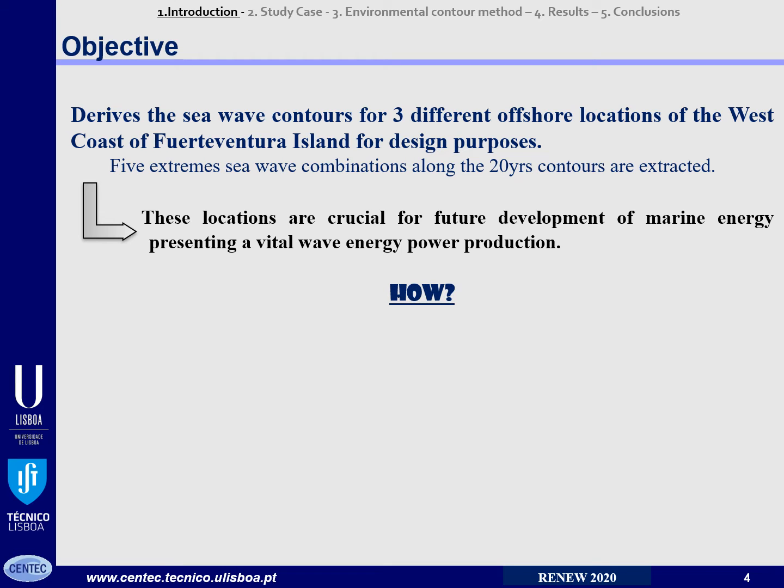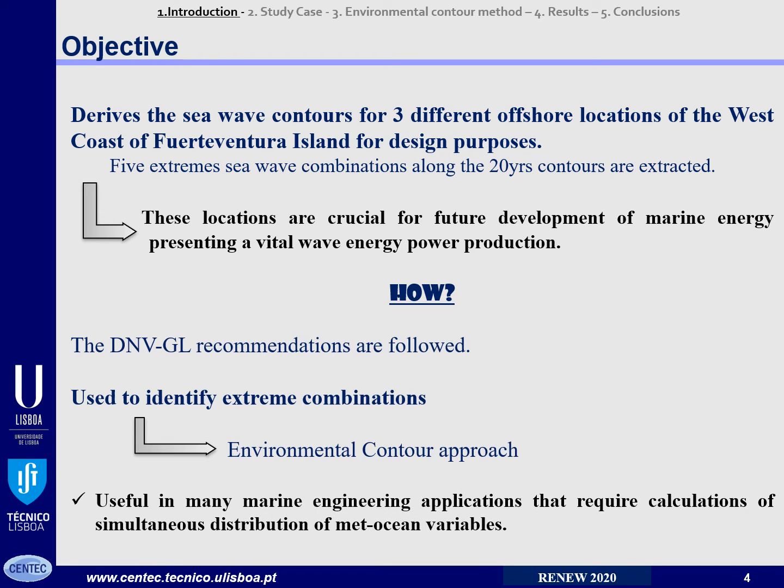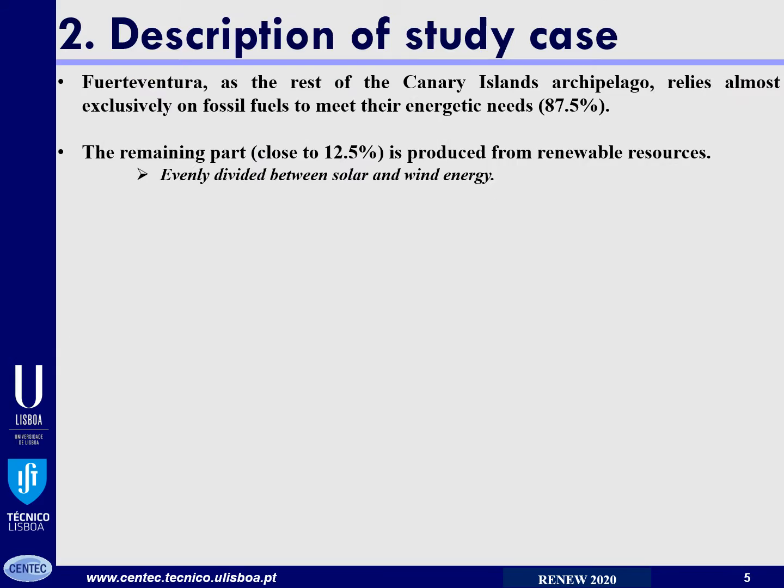How do we do this? We follow standard recommendations such as the DNVGL for this task, which basically consist in identifying extreme combinations along the contours, and is widely useful for many kinds of engineering applications in order to model metocean distribution and of course to achieve our goals. 2.